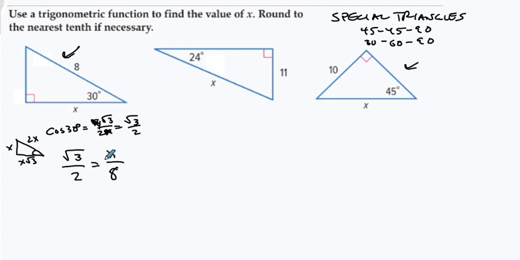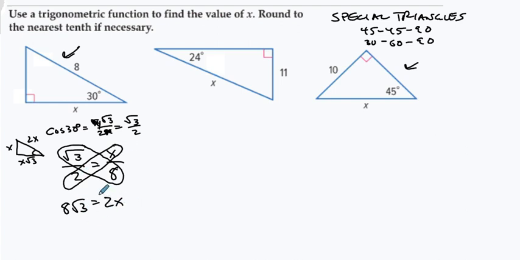And so I think we should just do cross products with this. I kind of went over that in the last video. And if you didn't watch that video, then you're going to learn really quickly, because I think this is the smartest way to do that. Cross products, some people call it butterfly. Please don't call it butterfly. You multiply these two, and you multiply these two, and you set them equal to each other. So we go 8 times the square root of 3 is equal to 2 times x.